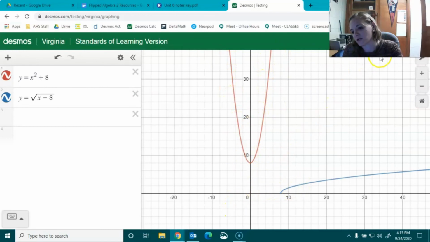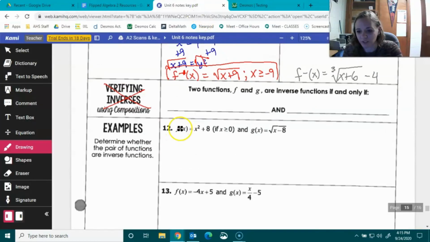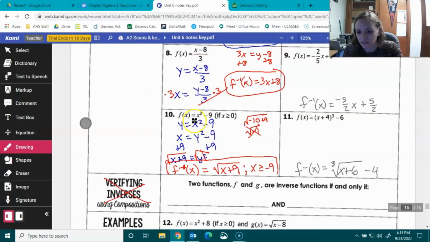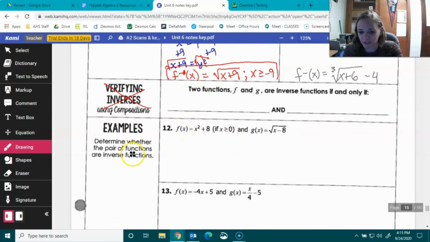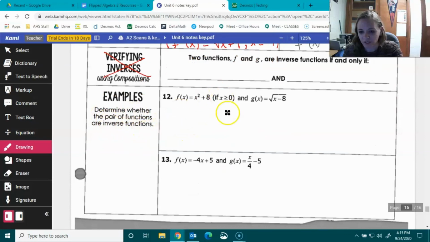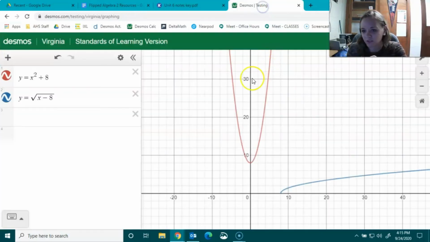If I imagine that dotted line, would these be reflected over that dotted x equals y line? Yes, it would. And of course we want the endpoints to match as well. We know by the problem that these ones were definitely inverses because we were coming up with an inverse. These ones we're trying to decide whether they are inverses or not. So in this case, we can say yes, they're inverses of each other because they are reflected over the x equals y line.